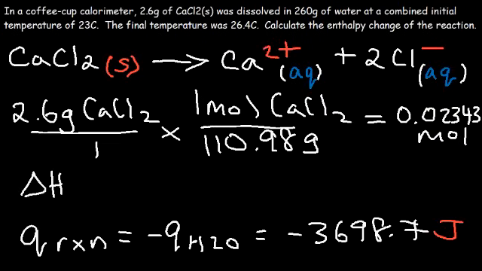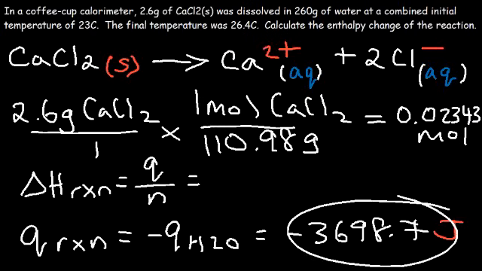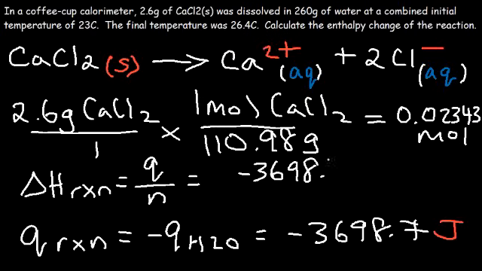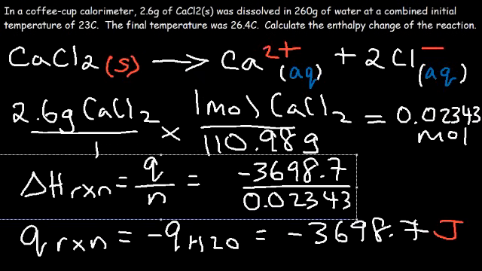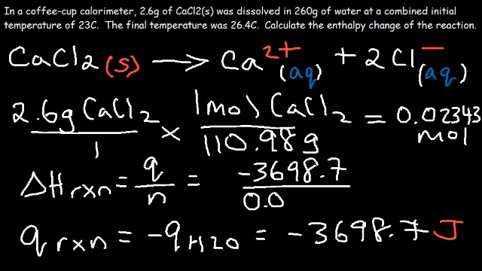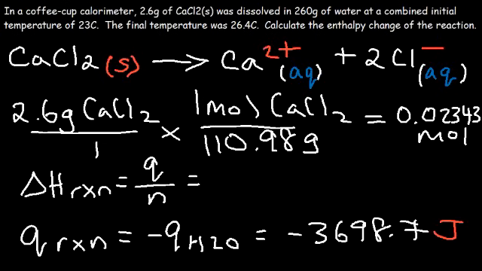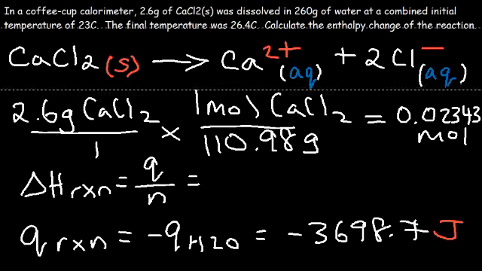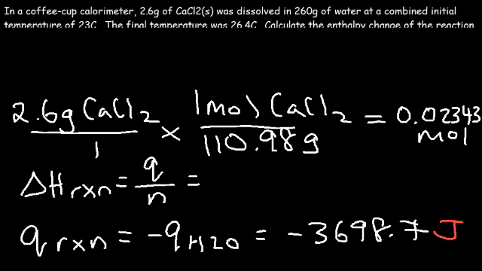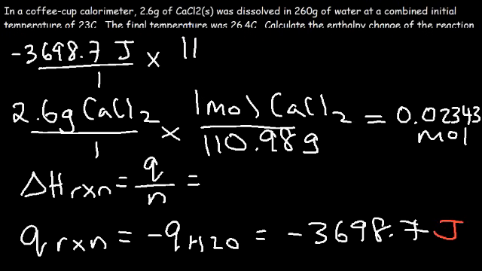So now we can calculate the enthalpy of the reaction, which is Q divided by n. So Q is negative 3,698.7. n is this number. And there's something else we need to do actually. We need to convert joules to kilojoules. So let's not forget that. Let's do that on top. One kilojoule is equal to 1,000 joules. So you've got to divide it by 1,000.